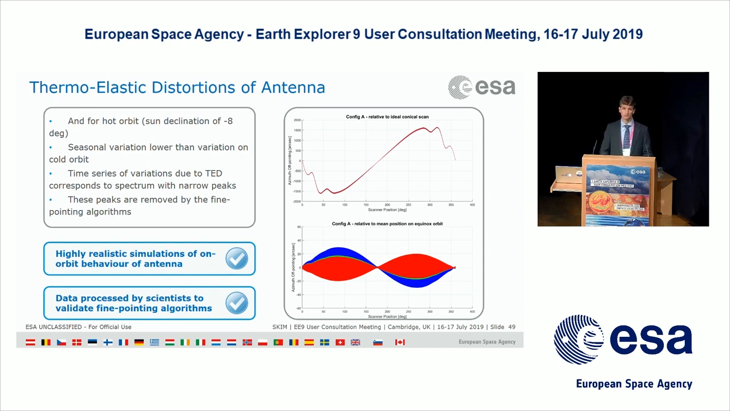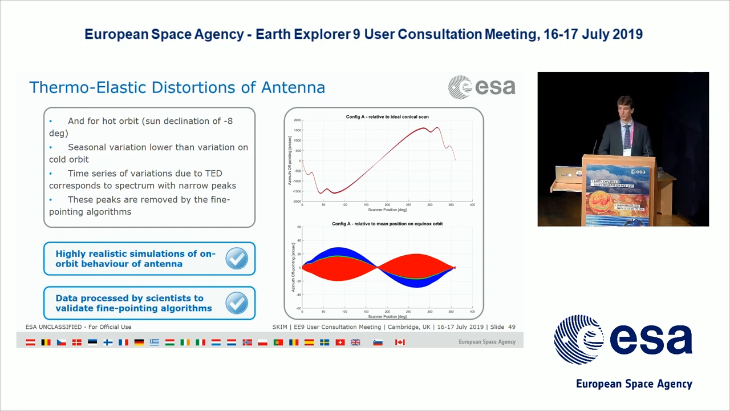Now, what we've done is first of all, we've used this to transform it into a spectrum and to check that we are meeting our requirements. But also we have passed this time series, actually the worst one, the one on the top, the absolute azimuth deviations, to the scientists, and they have used this to validate the fine pointing algorithms that Craig will talk about later. So he will pick up from where I leave this topic here.